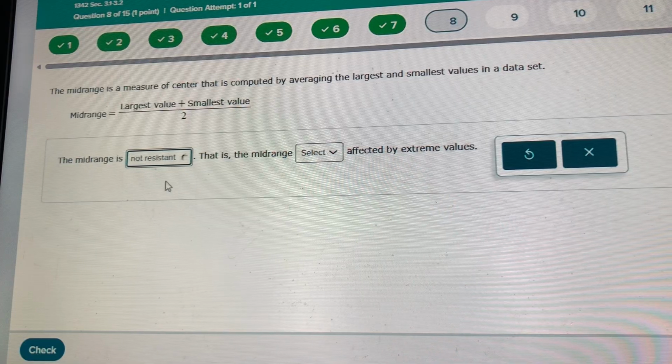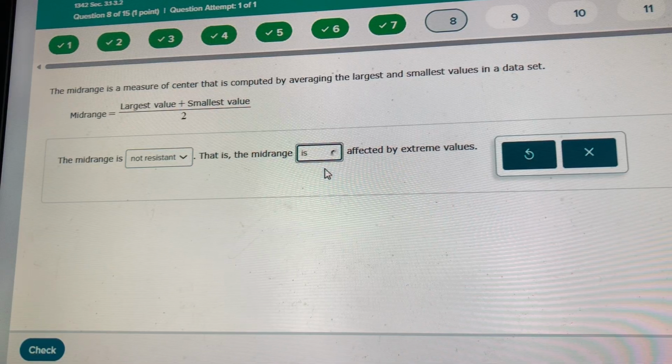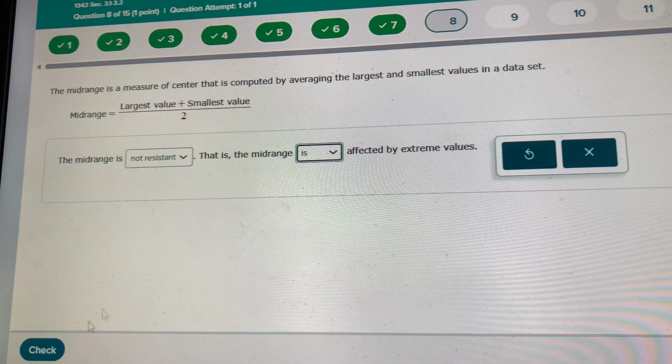The mid-range is not resistant because it's greatly affected by outliers. It's not resistant. The only one that is resistant is the median. The mid-range is not resistant to outliers. Literally, if there's any outliers at all, you're going to hit them instantly on the mid-range. The mid-range is affected by extreme values because it only works with the extreme values.